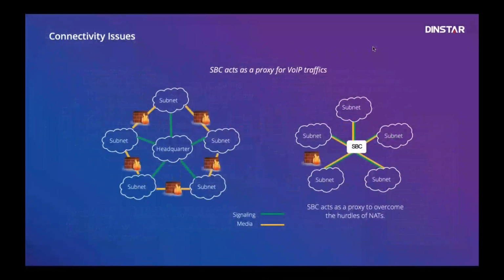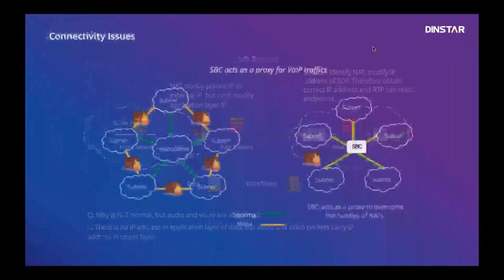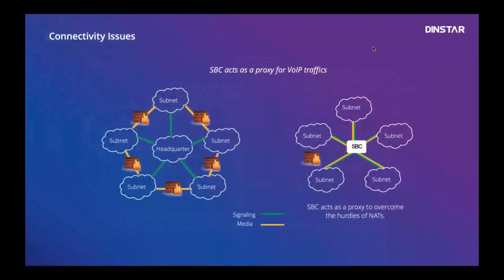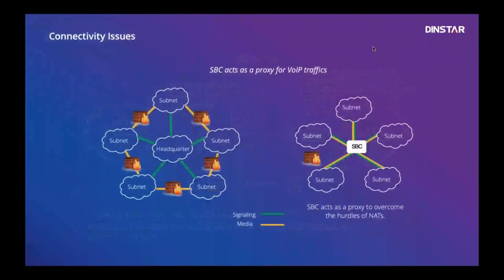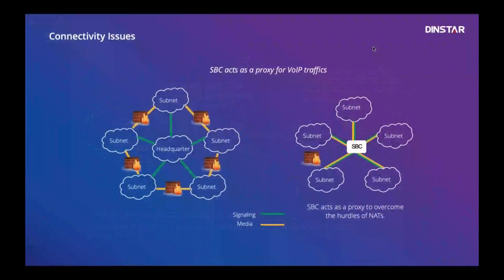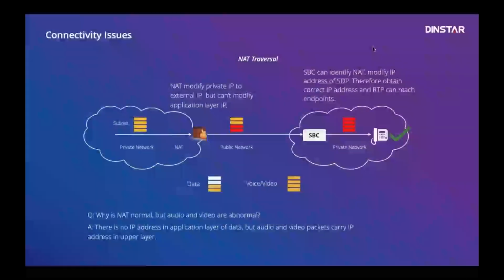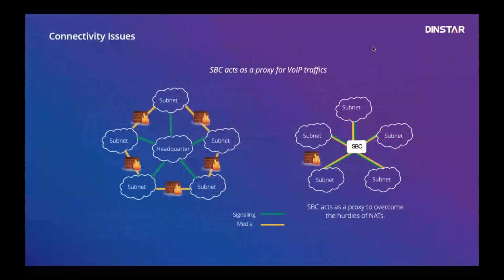The function can let traffic traverse. As a firewall of the application layer, SBC can identify the contents of SIP and RTP messages, obtain the correct IP address and port number of signaling and RTP media, then solve the connectivity issue. SBC till now is the easiest and best solution for this.